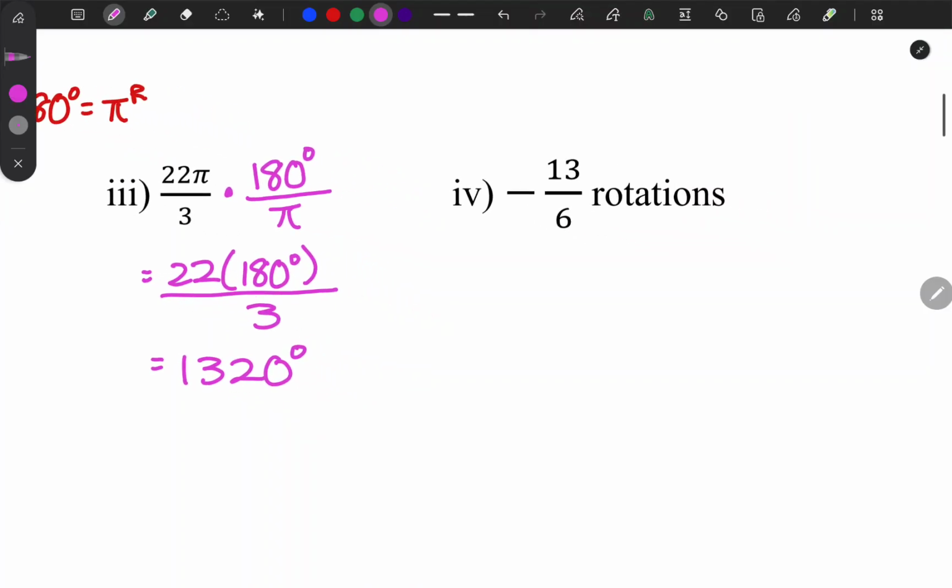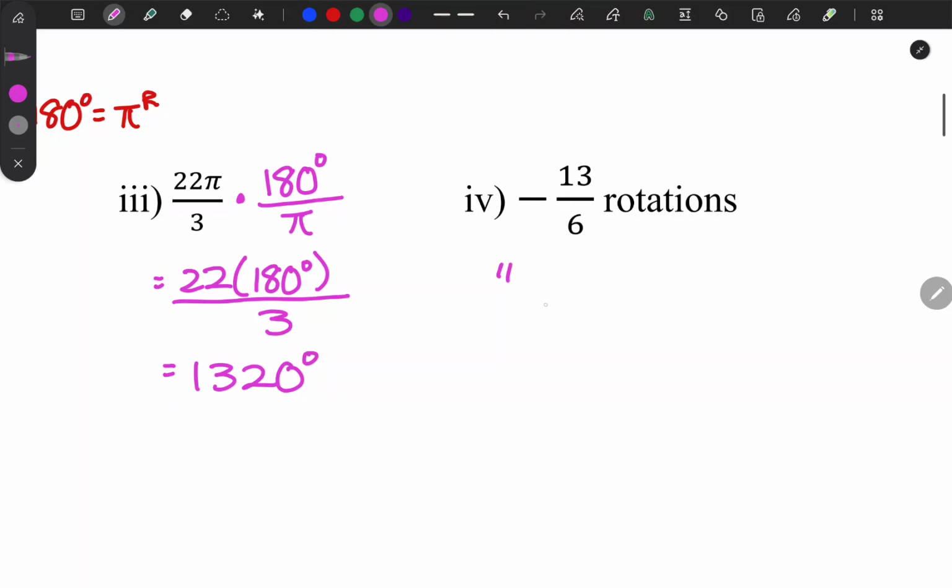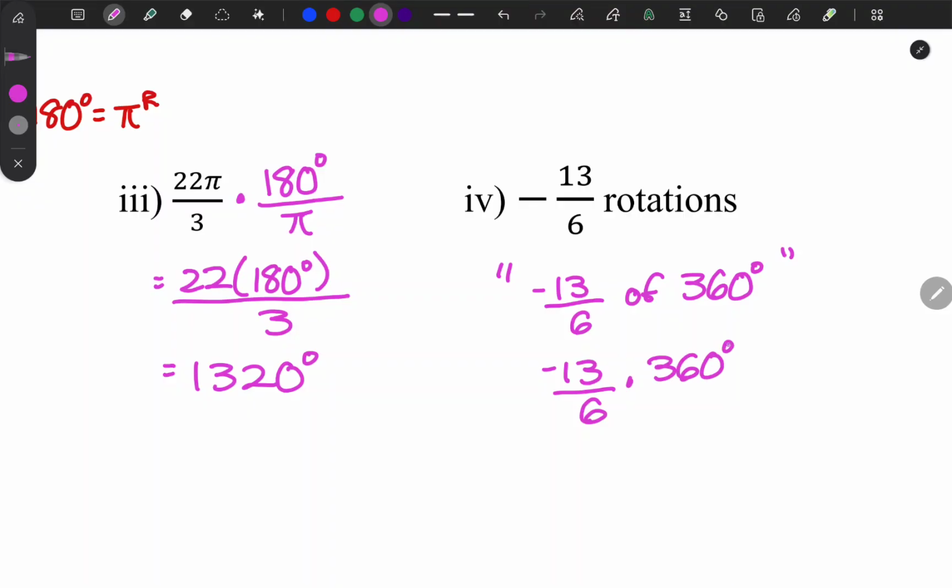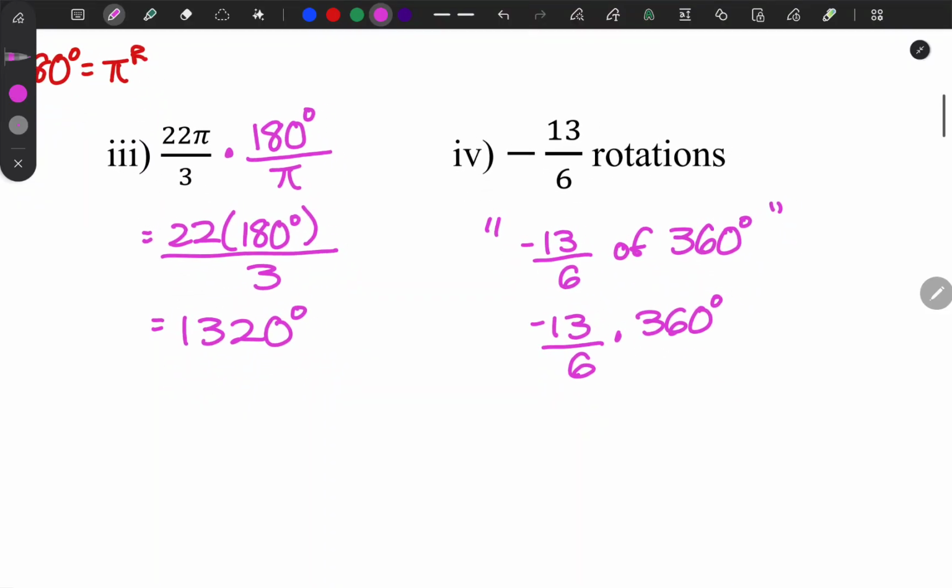All right, the last one is in rotations again. So we can think of it the same way we did the example above this one. It is negative 13 over 6 of one full rotation. One full rotation in degrees is 360 degrees. So we'll do negative 13 over 6 times 360. And again, let's just multiply that out. And we get negative 780 degrees.